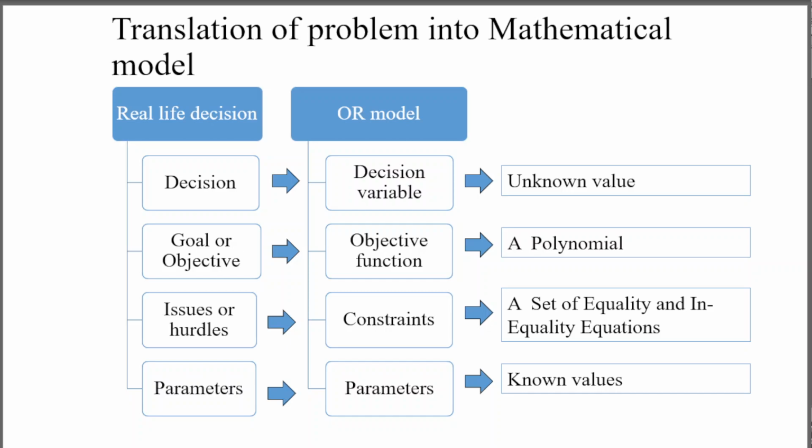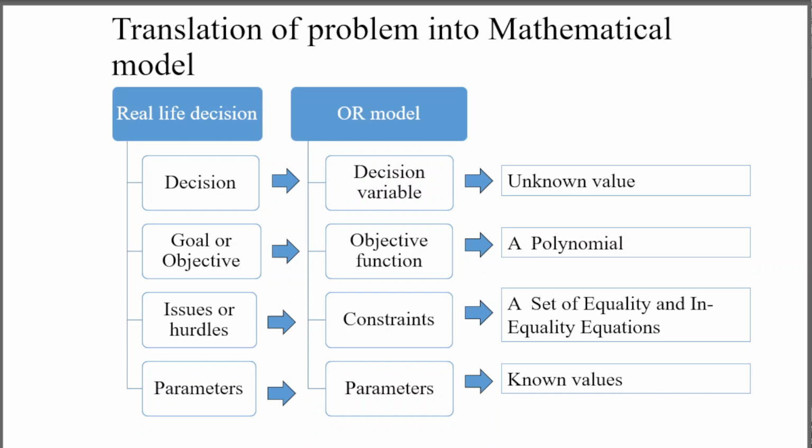For example, in real life, whatever decision we take, we treat it as a decision variable in the operation research model. And a decision variable is an unknown value that comes from the solution of these linear programming problems. Another component of decision making is the goal or objective. However, in the operation research model, we translate that goal or objective into the objective function.